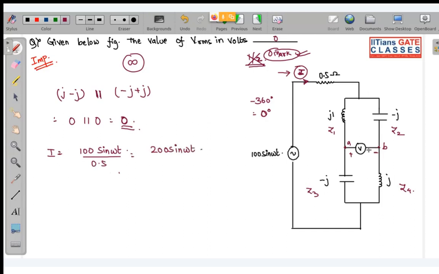Now I have to find the value of this voltage V. V is equal to, it will be what? I into minus j minus I into plus j. So this will be I common, into minus 2j. So this will be minus 400j. Wait a minute, is it correct?